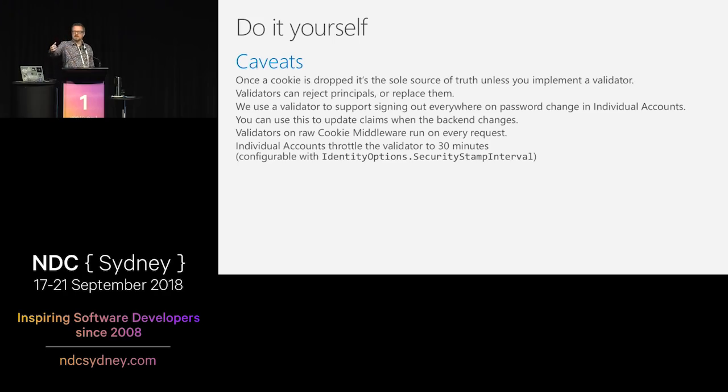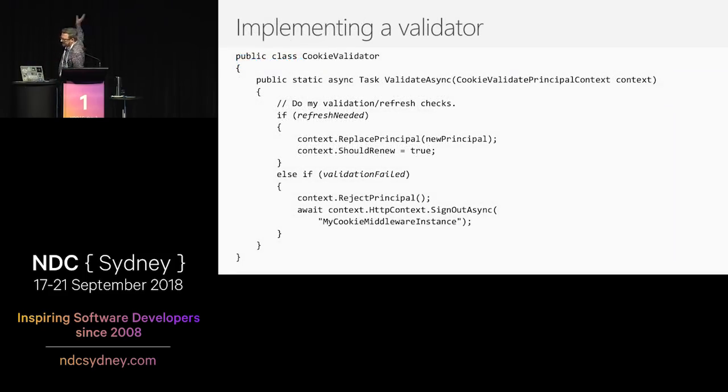So if someone gets promoted, you could change their job title on the website. So you wire this up in the options on the cookie middleware. We do this for you in ASP.NET Identity. We refresh every 30 minutes, and you can actually look at how Identity does it to figure out if that's going to work for you. Here's how we implement a validator. It's not very exciting.